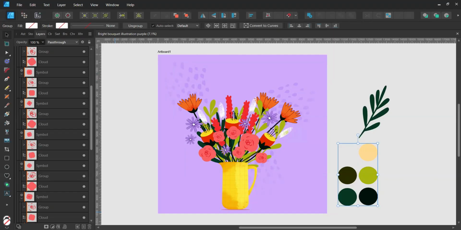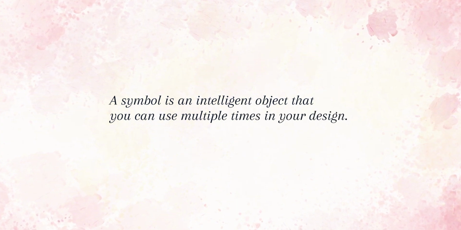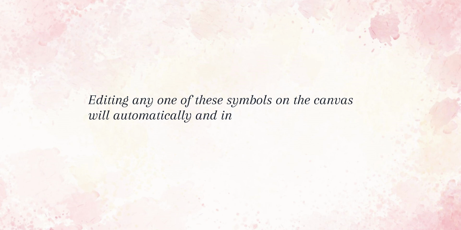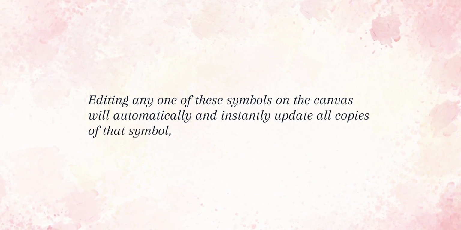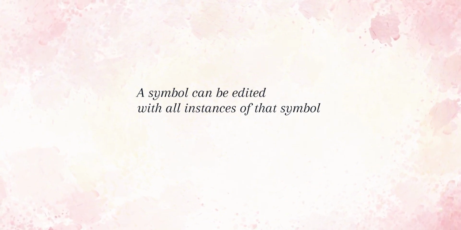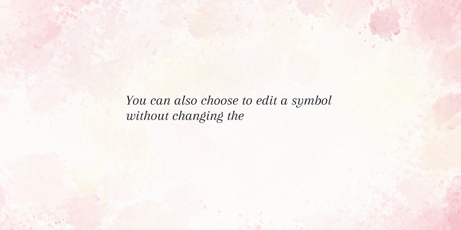Today, let's have a look at how to use symbols in Affinity Designer version 2 in your illustrations and surface pattern designs. A symbol is an intelligent object that you can use multiple times in your design. Editing any one of these symbols on the canvas will automatically and instantly update all copies of that symbol, otherwise referred to as instances. A symbol can be edited with all instances of that symbol, even across multiple artboards. You can also choose to edit a symbol without changing the others.